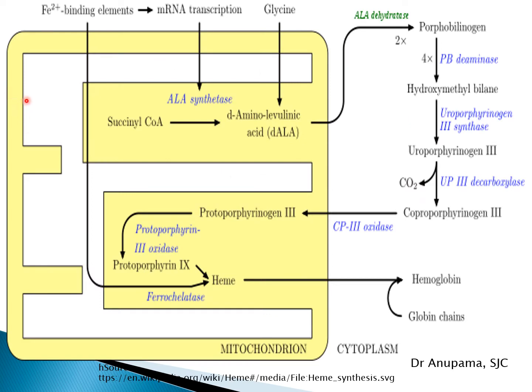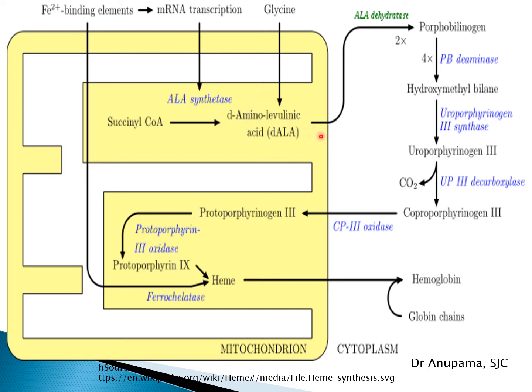Let us understand the pathway again through this diagram. We have initial condensation of glycine with succinyl-CoA to form delta aminolevulinate. The reaction is catalyzed by ALA synthetase, which comes from a gene that is transcribed in the presence of iron binding elements. When iron binding elements are there, it induces the synthesis of ALA synthetase, which catalyzes the condensation of glycine and succinyl-CoA to form delta aminolevulinate. Now this delta aminolevulinate is produced in the mitochondria.